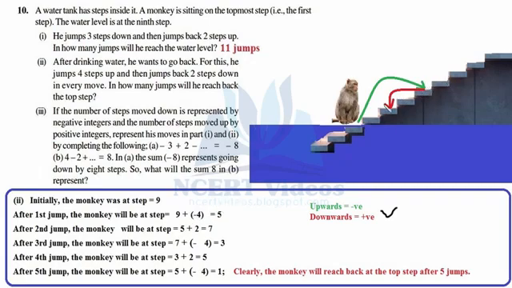Now third jump. He was at 7 and he makes 4 to it. And upward is taken negative, so he'll be at 3. After 4th jump, 3 plus 2, again doing the same thing, he'll be at 5. Now, important thing is 5th jump. When he jumps upwards, he'll be at the top. You don't even have to jump backward now because he already reached this position after making the 4 step jump. So clearly the monkey will reach back at the top after 5 jumps. So that was the required answer.